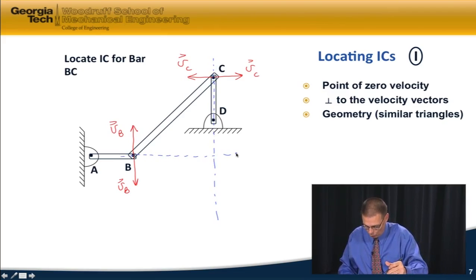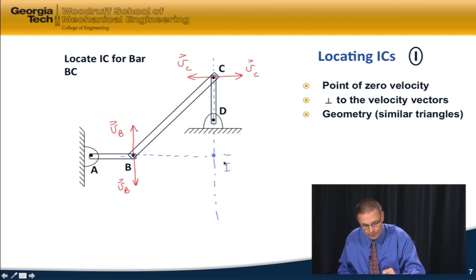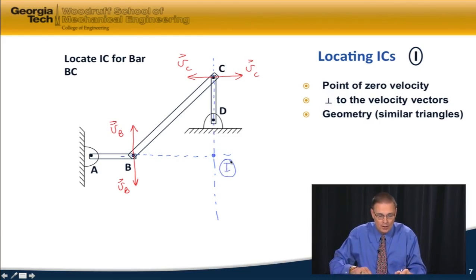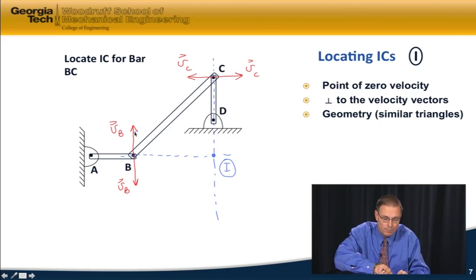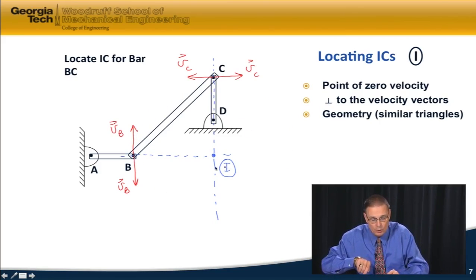And where that crosses is my IC. That's my instantaneous center. So you can see if bar AB was rotating up, this would go up, point C would go to the right, and the bar BC would be seemingly rotating at this instant about the IC.